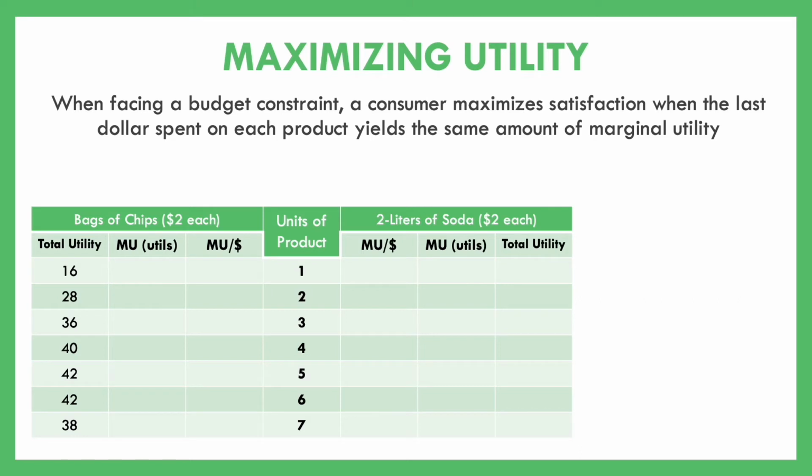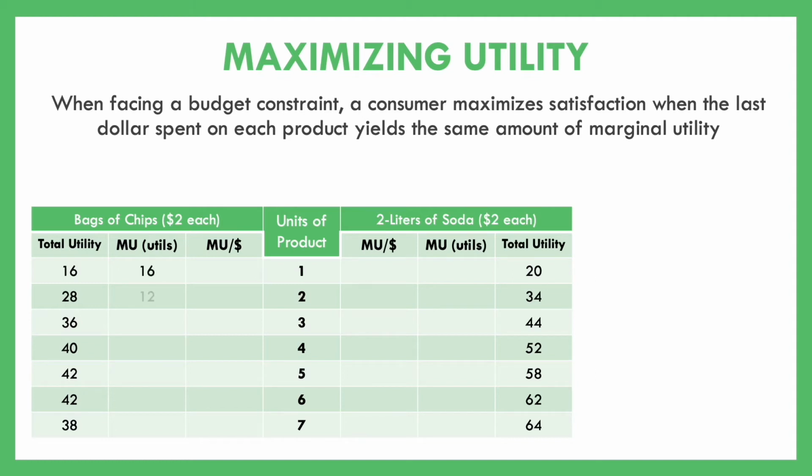Now, we can do the same thing for 2 liters of soda. Let's say that first 2 liter of soda gets us a total utility of 20. When we consume a total of 2 liters of soda, we have a total utility of 34. 3, it's a total utility of 44, and so on. And again, knowing total utility is great, but what that allows us to do is look at the marginal utility, which is important when trying to determine how to maximize our total utility. And again, marginal utility is just the change in utility.